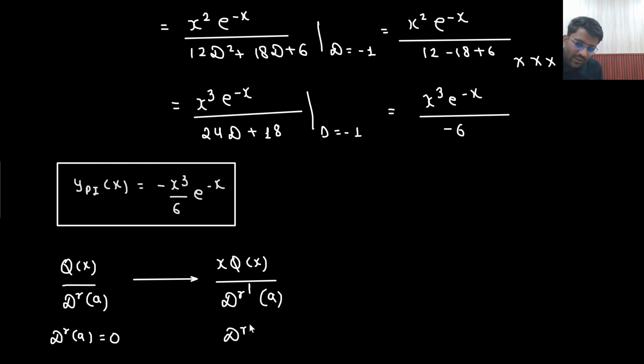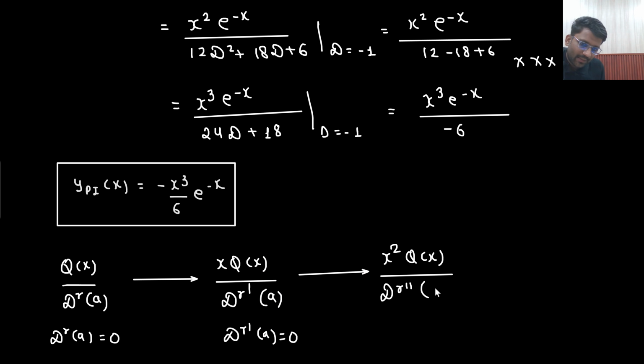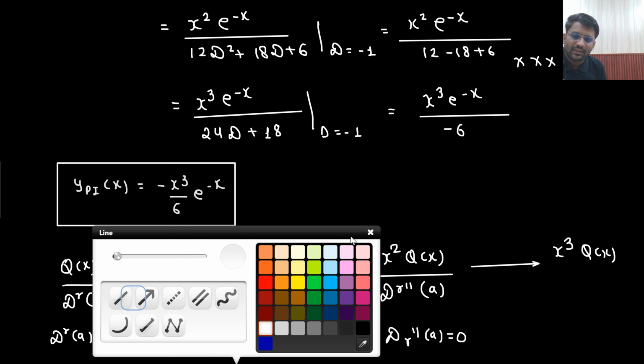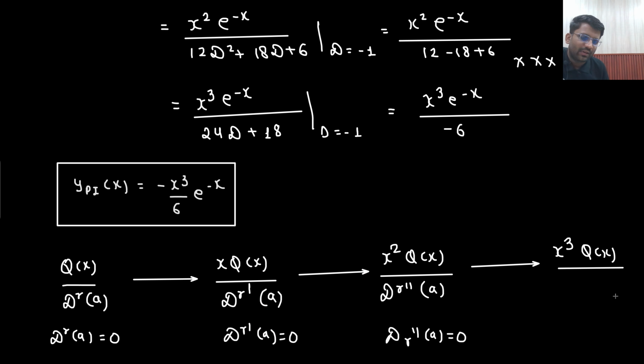Sir, what if this also came out to be 0? Sir, if this also comes out to be 0, then repeat the same process. Again you multiply the numerator with x and you differentiate the denominator and then put d equals to a. Sir, again what if it came out to be 0? Then again I will repeat the same process. Multiply the numerator with x, so this will become x cube, q of x. Again you differentiate and then put d equals to a.